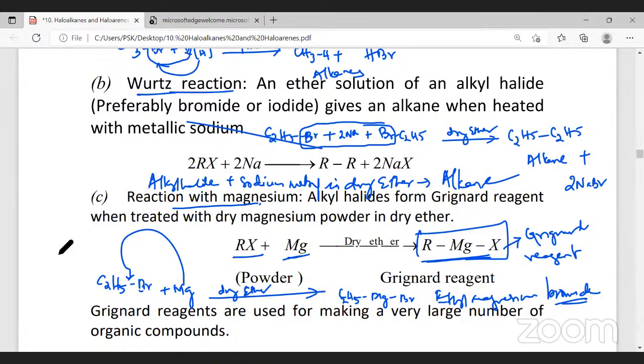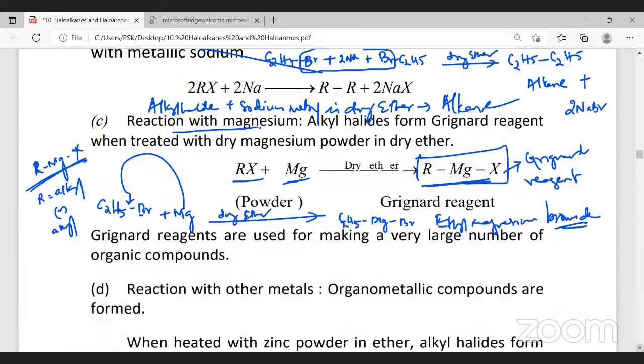So they can ask you for 1 mark: what is the general representation of Grignard reagent? The general representation of Grignard reagent is RMgX. R can be an alkyl group, or it can also be an aryl group, a benzene ring. So here it's named ethyl magnesium bromide.